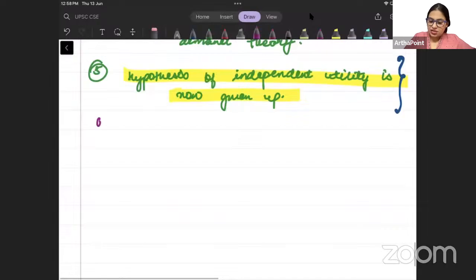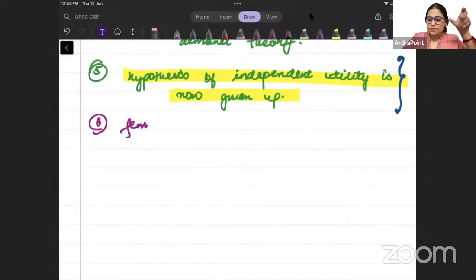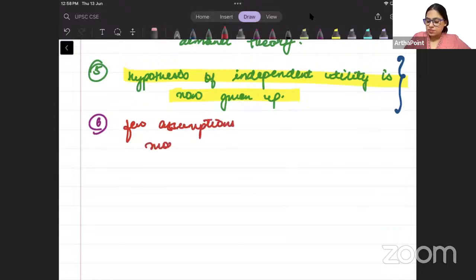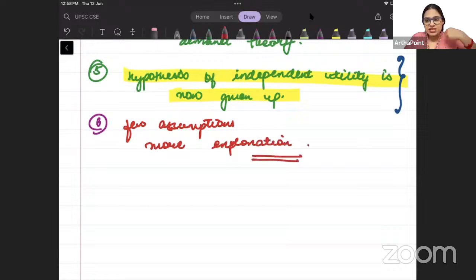Okay, at last, we had written a quote there that more assumptions, less explanation. This is the opposite of that. So we will write few assumptions. There are very few assumptions we have to make here, and there is more explanation. So we are able to explain more and we need to assume less. That is a benefit of this case.